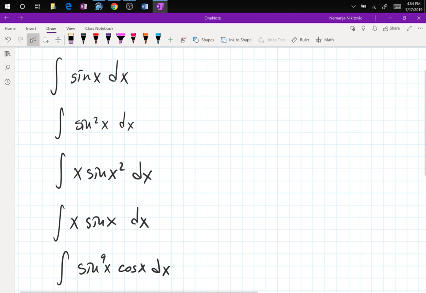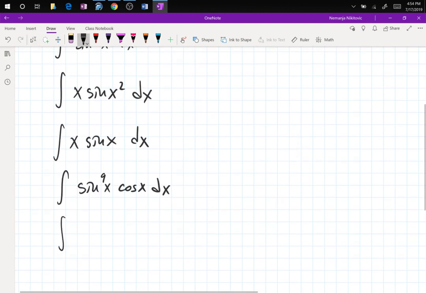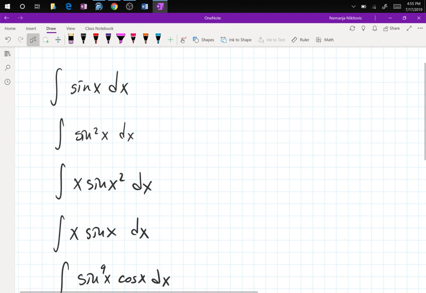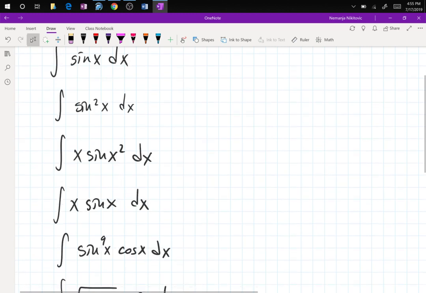Now, as you can see, the problems on this list all have sine x in them, right? All of them. And actually, I should add at the end the integral of the square root of cosine x sine x dx. All right, great. Now, when you look at this list, clearly the problem on top is the basic integral that you just have to have memorized, otherwise you are doomed.